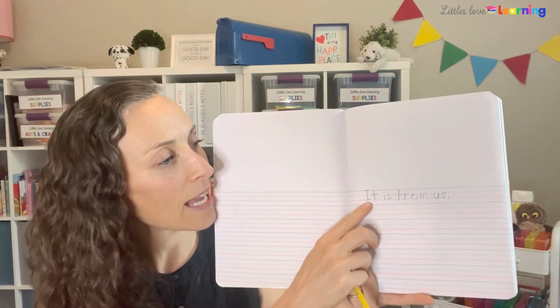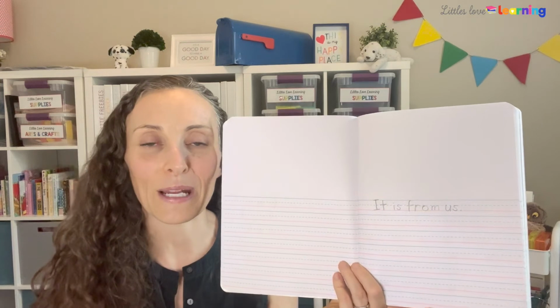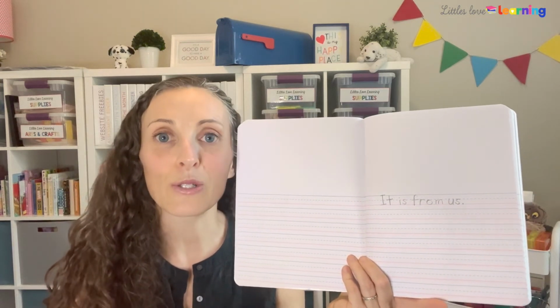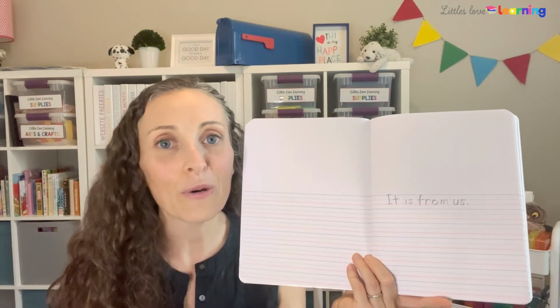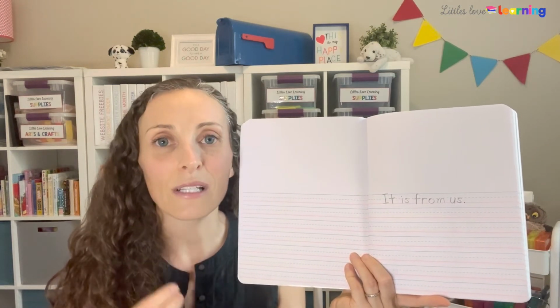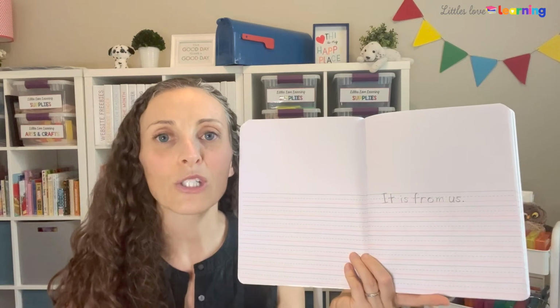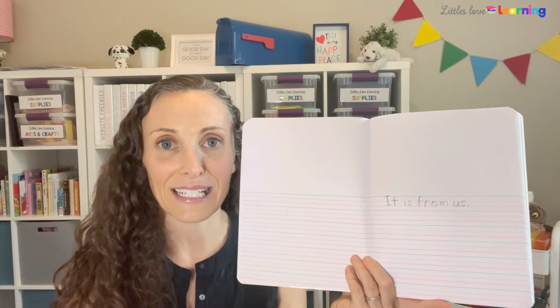We talked about starting with the capital. We talked about ending with the period. But I had 5-year-olds who were able to write, it is from us, in beautiful penmanship. And they were able to listen to those sounds and figure out which letters represent those sounds in this sentence.